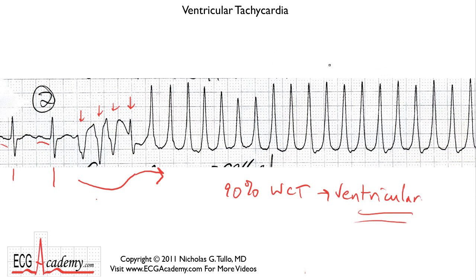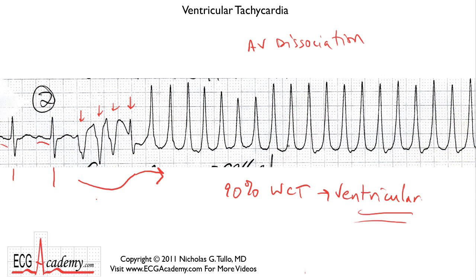Well, how are you going to prove it? Well, the hallmark of VTAC is going to be AV dissociation, and that's what you really have to look for when you're analyzing a strip. That means you need to see P waves and QRSs that are not associated one-to-one. Now, how are you going to see P waves when you have these rapid, sharp QRS complexes? Well, the best place to look for them is in the smooth part of the T wave.